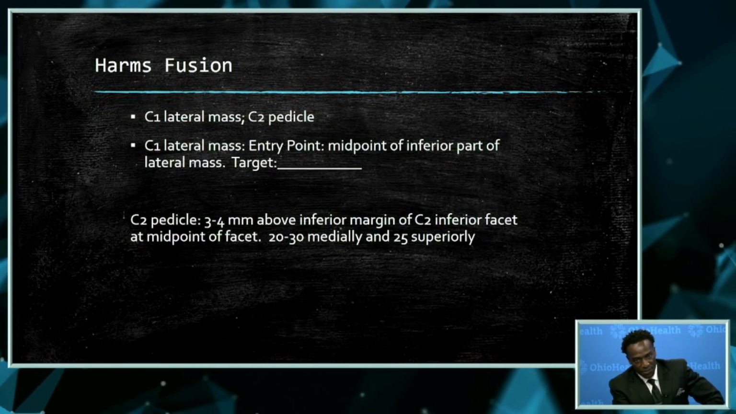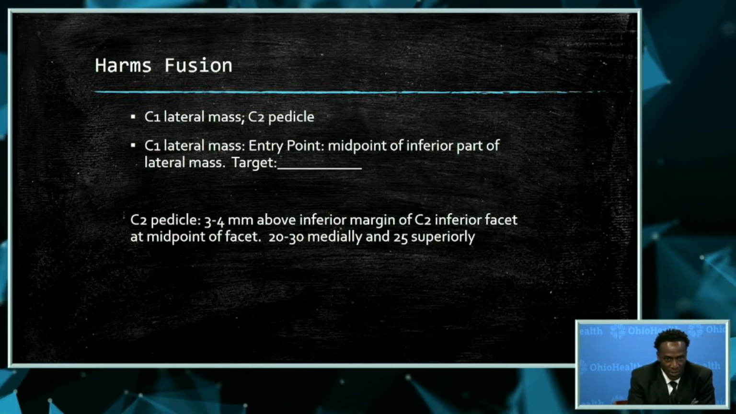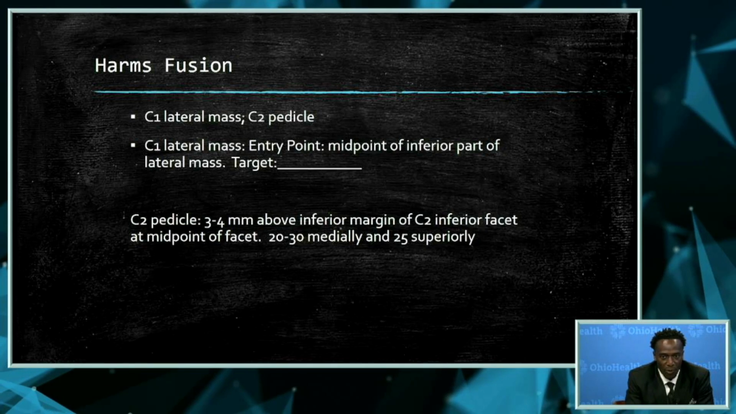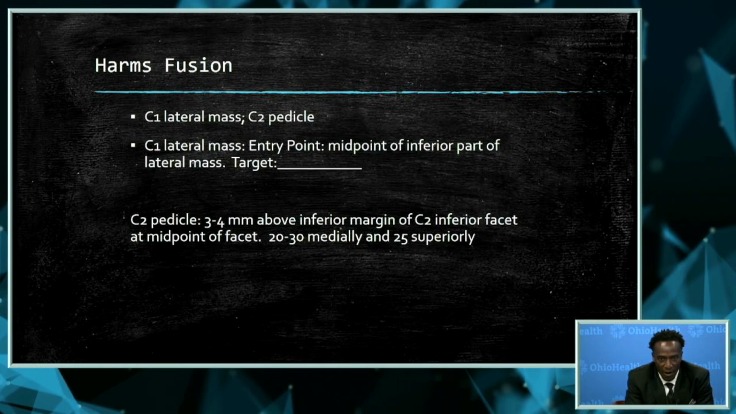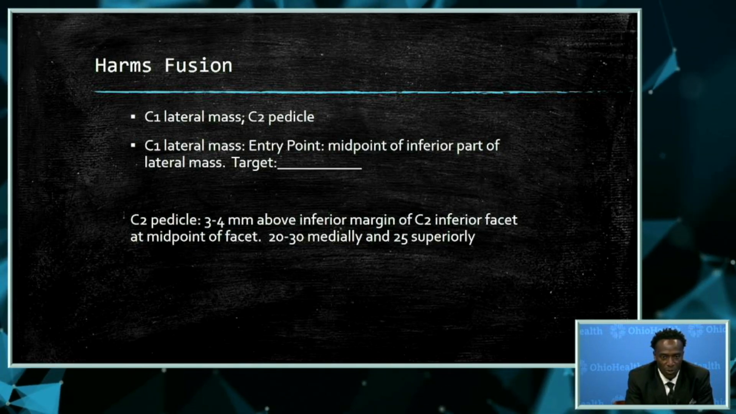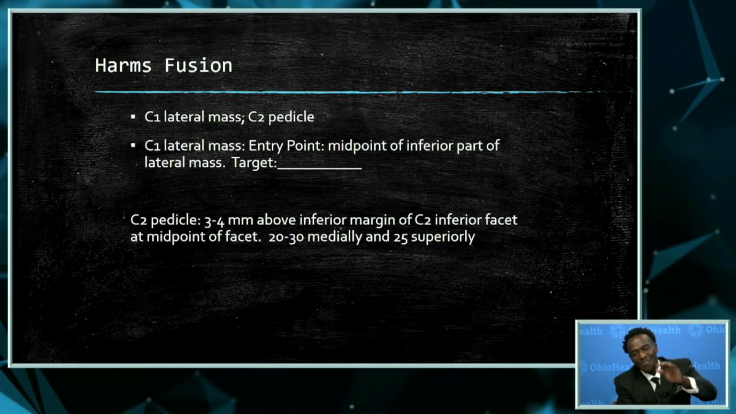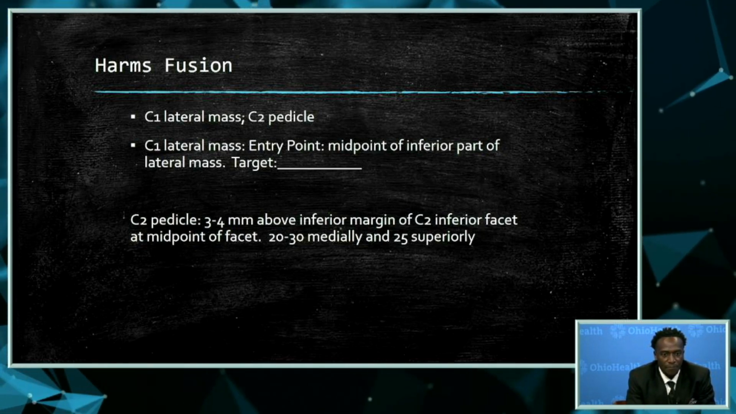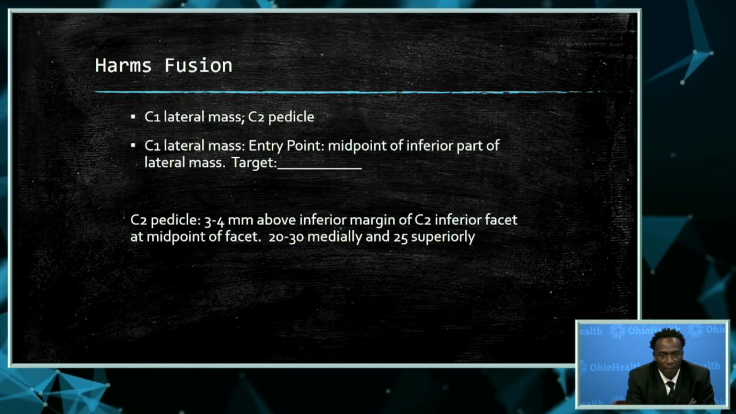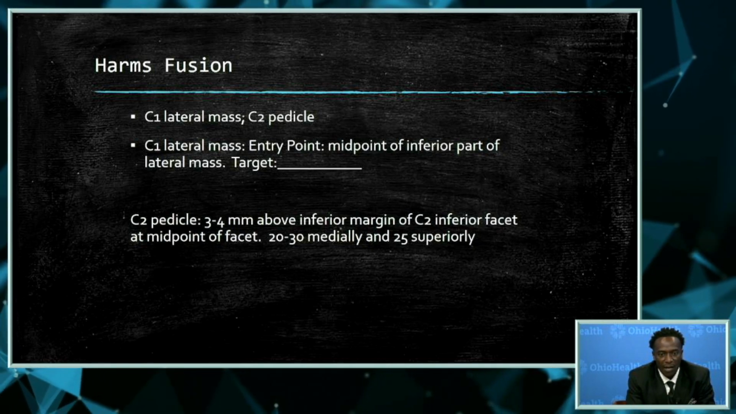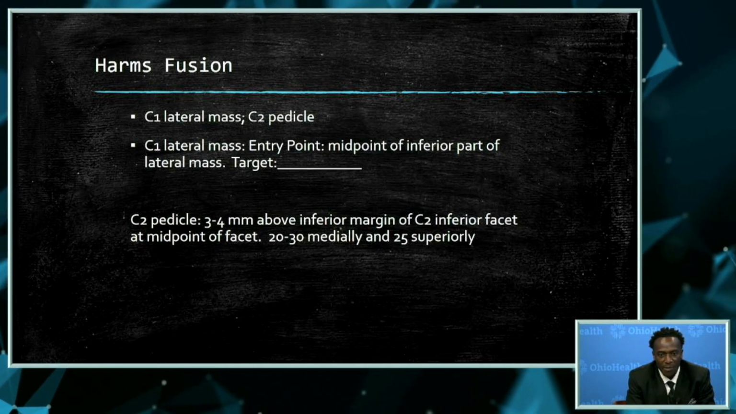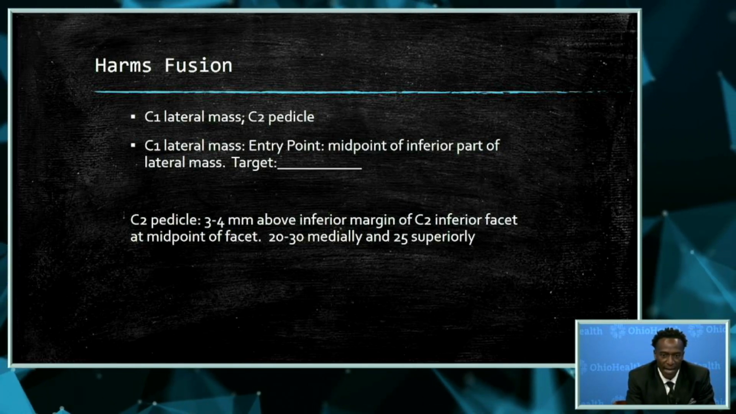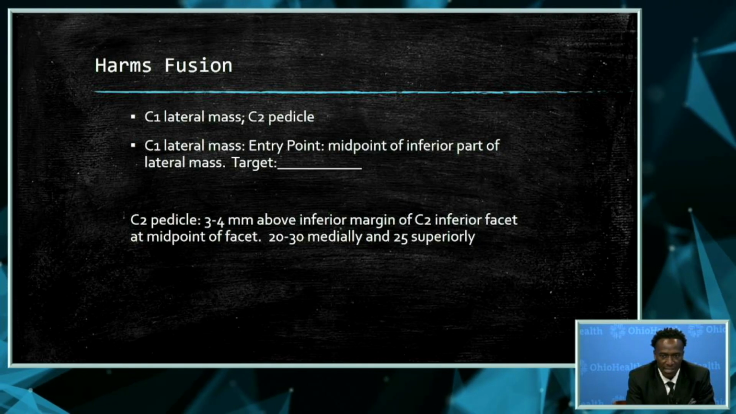If you're doing C1, C2 screws, then your entry point usually is the midpoint of the inferior part of the lateral mass, and your target is going to be the superior portion. On your lateral fluoroscopy, you're going to be aiming for the superior portion of the anterior tubercle of C1. And for C2 pedicle screws, you're going to start 3 to 4 millimeters above the inferior margin of the C2 inferior facet at the midpoint of the facet. And you're going to aim 20 to 30 degrees medially and 25 degrees superiorly.